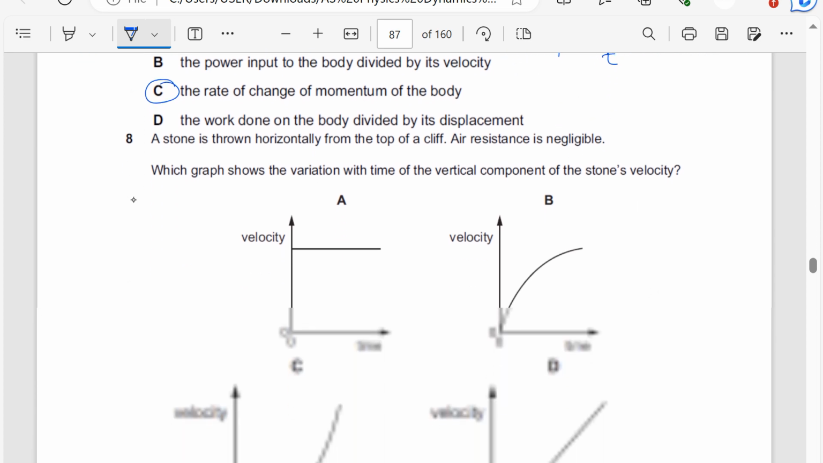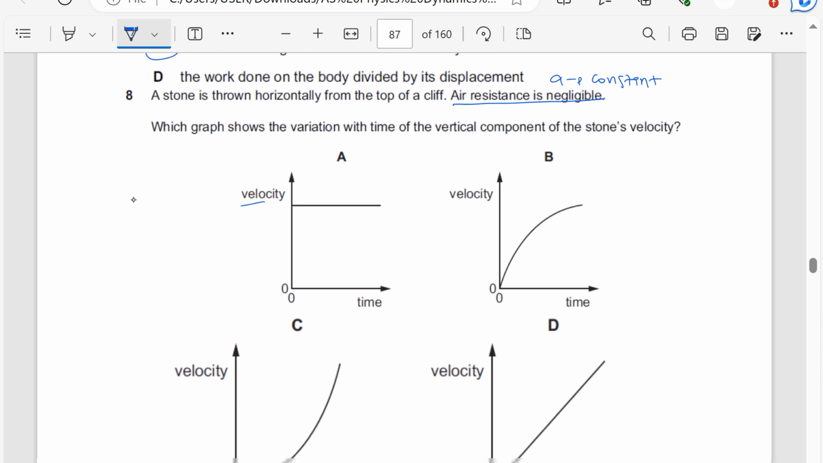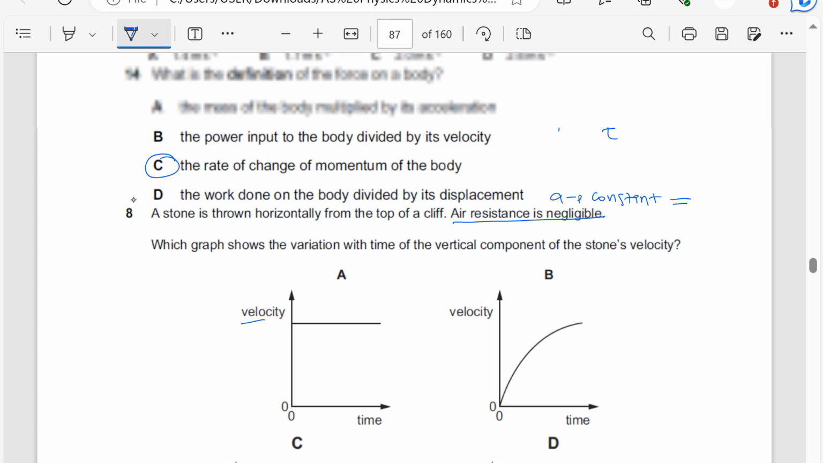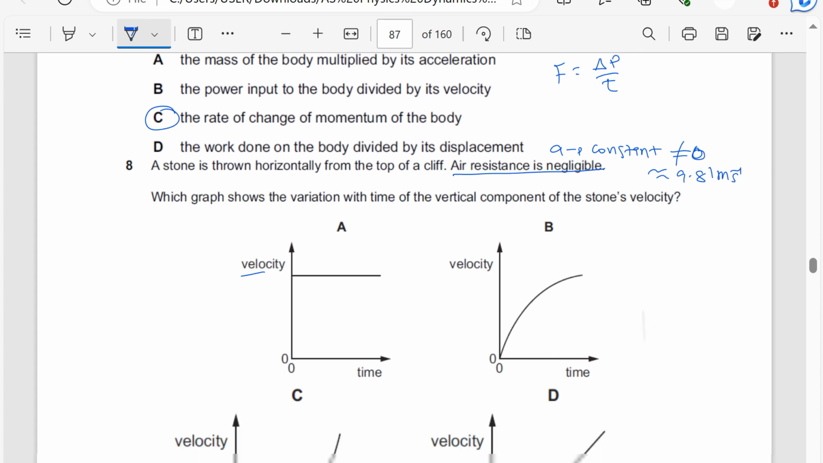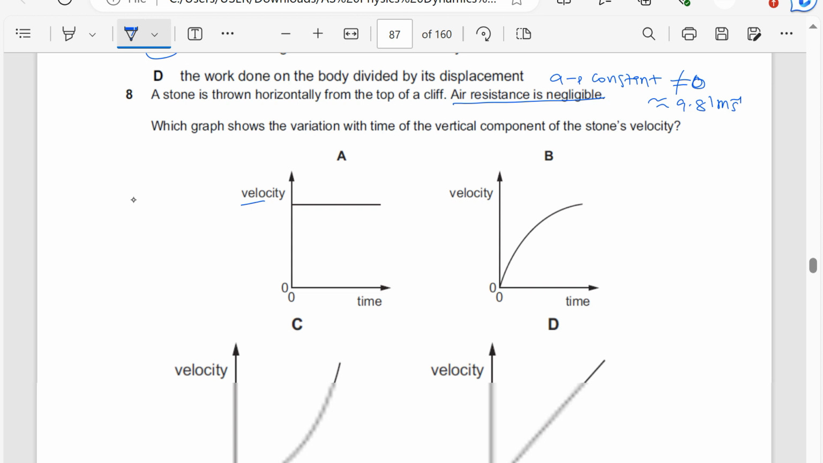A stone is thrown horizontally from the top of a cliff. Air resistance is negligible. If air resistance is negligible, it means the acceleration is going to be constant. Now, because this is a velocity-time graph, the acceleration should be constant and should not be zero. It should actually be about 9.81 meters per second squared. If this is a velocity-time graph, then the gradient is the acceleration, and remember, it should not be zero.